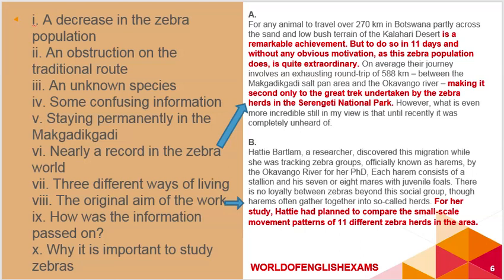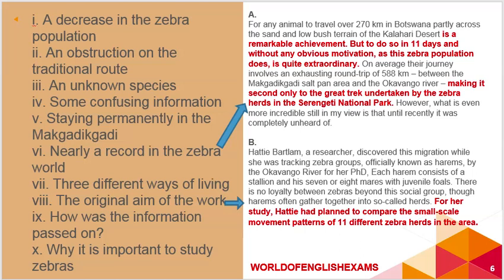Now let's read the last sentence. For her study, Hattie had planned to compare the small scale movement patterns of 11 such different zebra herds in the area. So that is the aim of her PhD study. What was her motivation? What did she think?